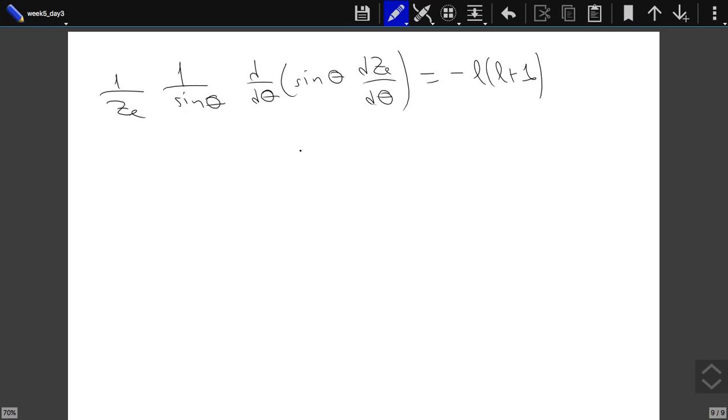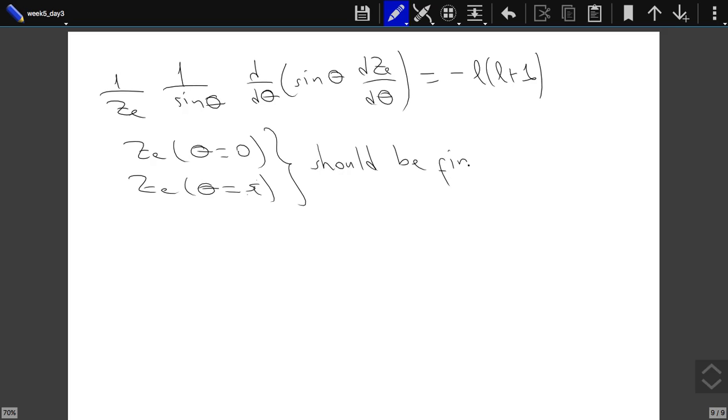Well, again, this is a second order differential equation, which in principle should have two different solutions. But you see, we have boundary conditions. Z when theta is equal to 0, and Z when theta is equal to pi over 2, should be finite. We are not saying that they should have this value or that value, but they should be finite.